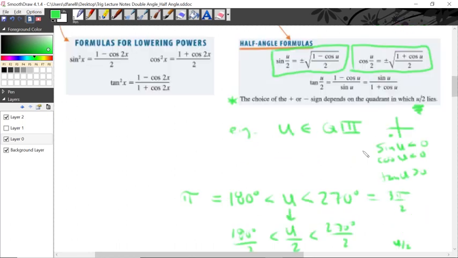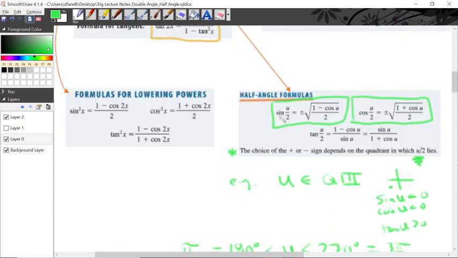So the point here is that if you're using the formula like sine of u over 2, if you're told that u is in quadrant 3, notice if u is in quadrant 3, the sine of u is negative, but we want to know the sine of u over 2. And the sine of u over 2, which is in quadrant 2, would actually be positive.